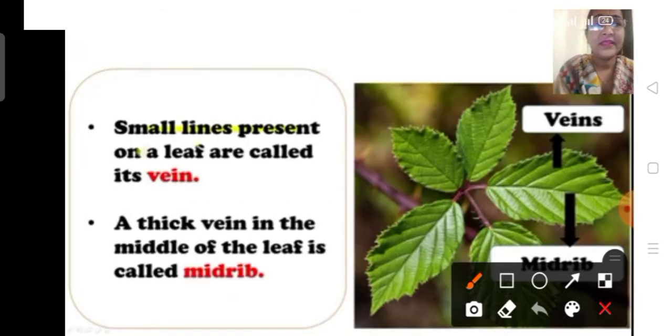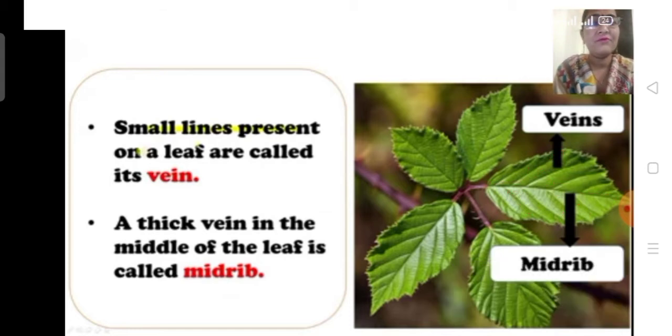Then there are small lines on the leaf, and they are known as the veins of the leaves. These, children, are the veins of the leaves. The small lines present over the surface of the leaf are called veins, and the thick vein, which is present in the middle of the leaf, is called the midrib. The vein which is present in the middle, we call this the midrib.